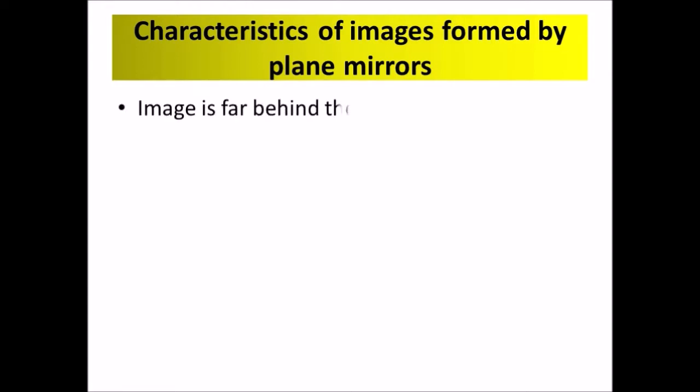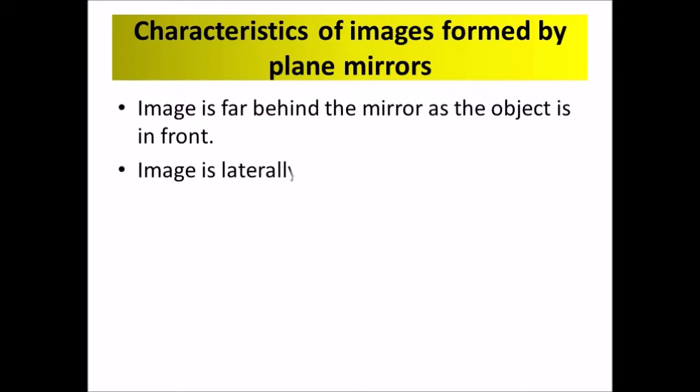1. The image is as far behind the mirror as the object is in front, meaning image distance equals object distance. 2. The image is laterally inverted. As you could see, the side that was appearing on the right hand side of the object, in the image it is appearing on the left hand side.